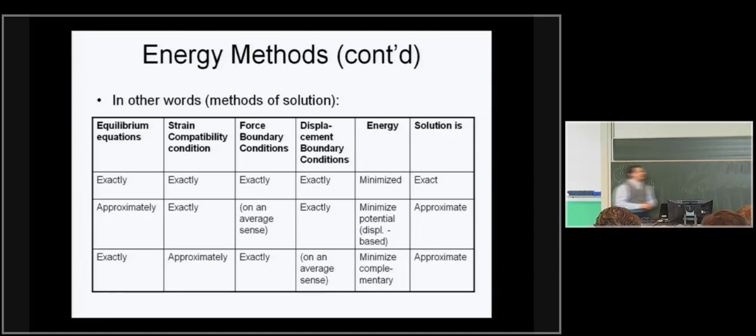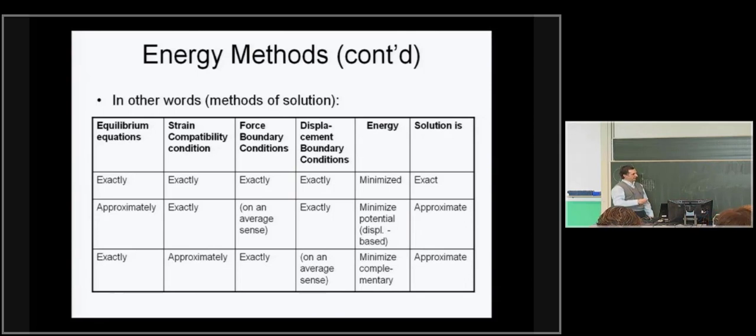So if I summarize, the exact situation would say I have equilibrium equations, the strain compatibility condition, which is the strain displacement equations with the displacements eliminated, the force boundary conditions, and the displacement boundary conditions. If I satisfy all these exactly, my energy is minimized. I don't even need to minimize it. The result I found minimizes the energy, and the solution is exact.